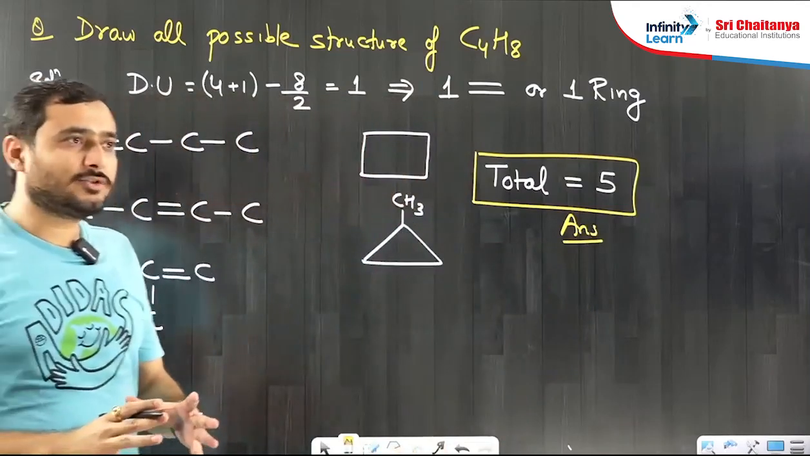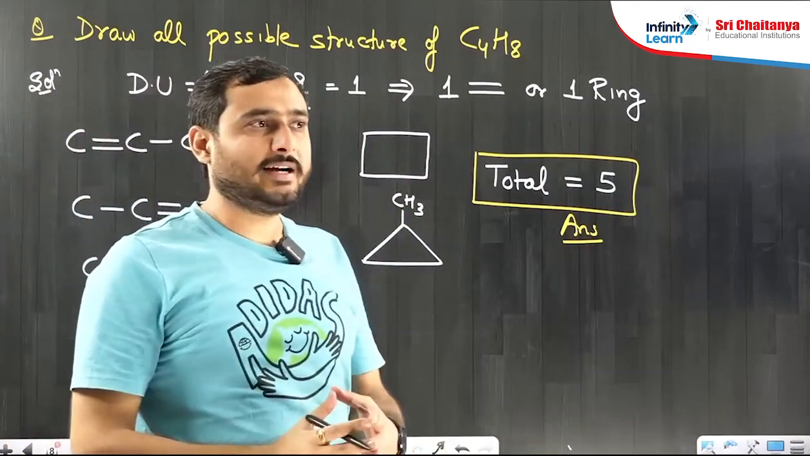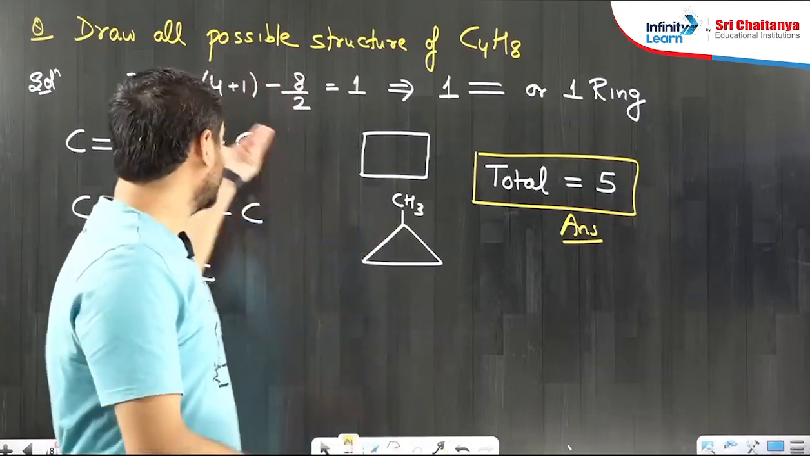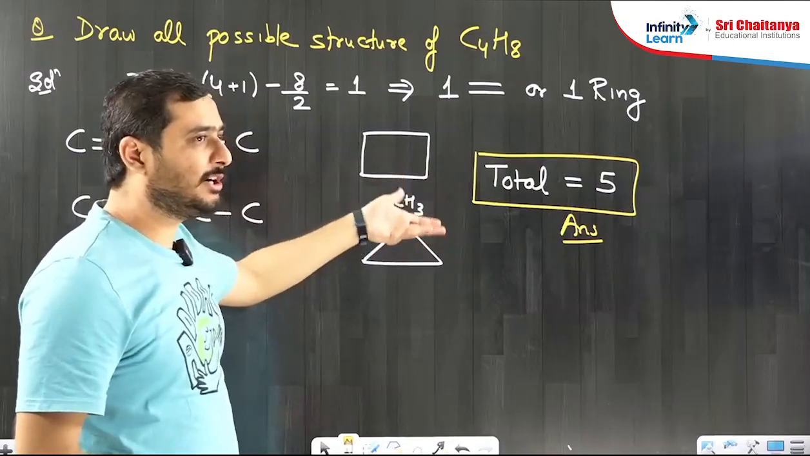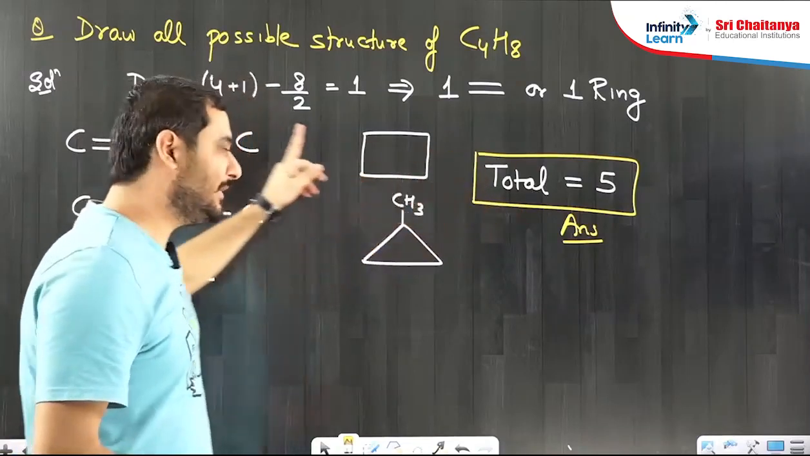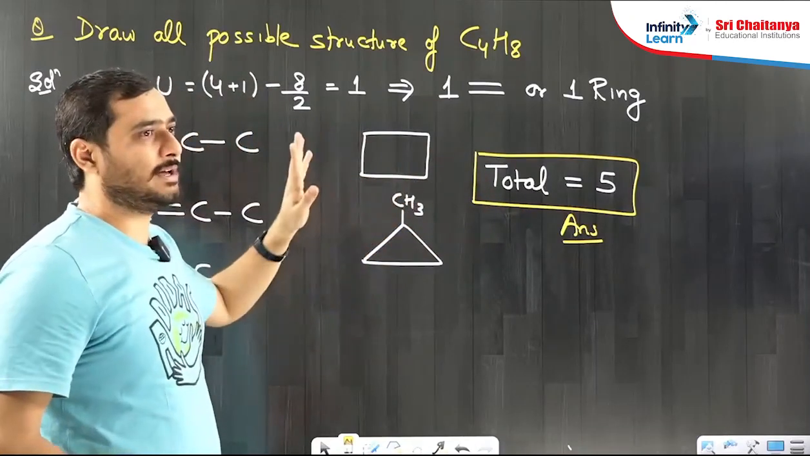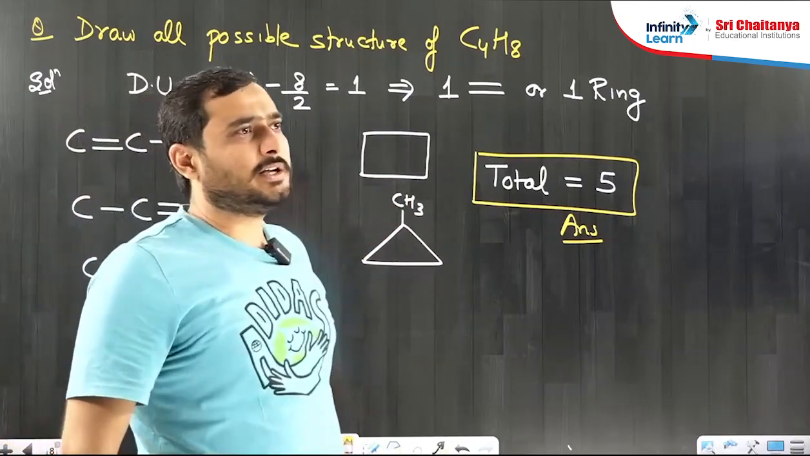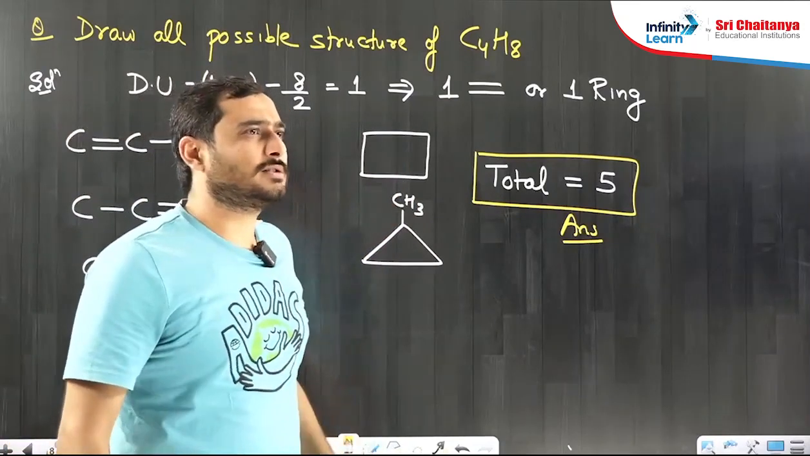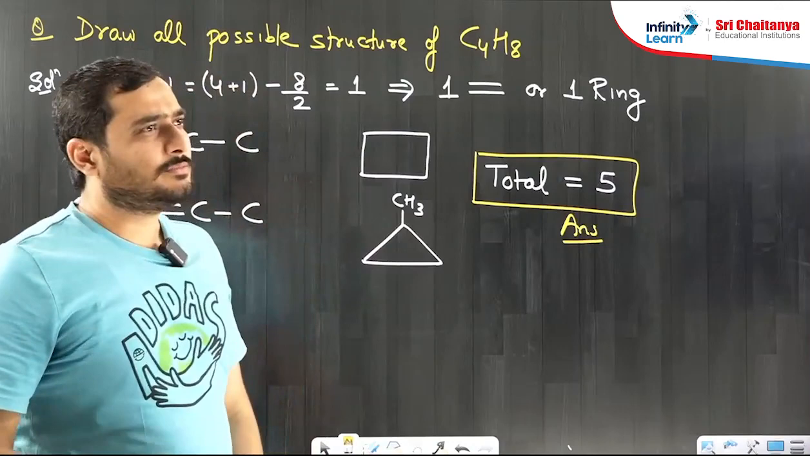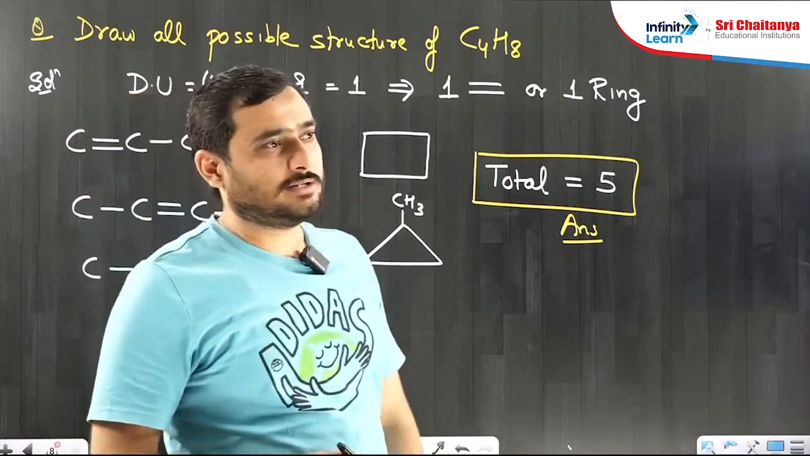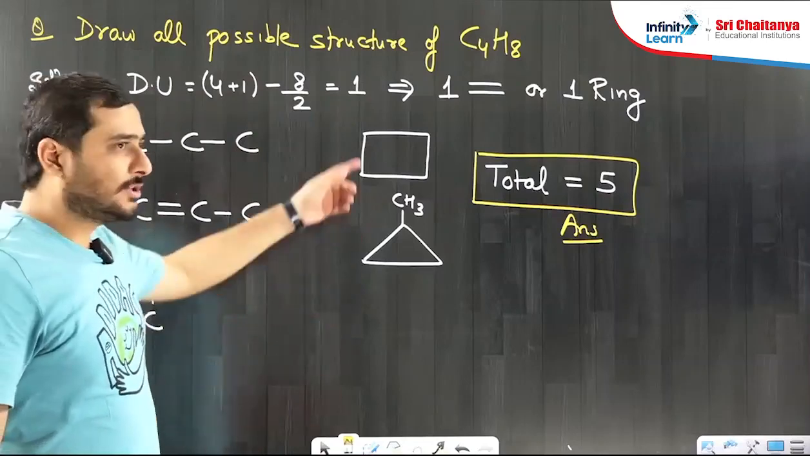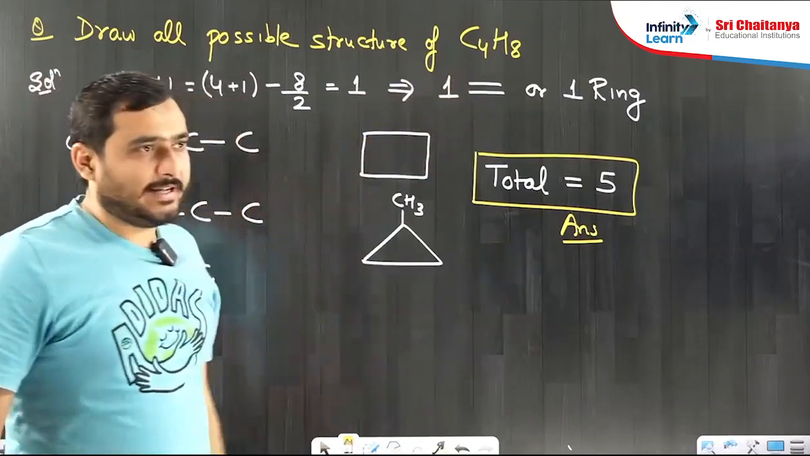Degree of unsaturation only helps you find whether a double bond is present, a triple bond is present, how many double bonds, how many triple bonds, how many rings, but the possible structures you have to draw by yourself. Is there any easy method to identify structures? It is very easy, you have to draw the expanded structure. We have done 5 examples on that. Clear? So these are the possible structures of C4H8.